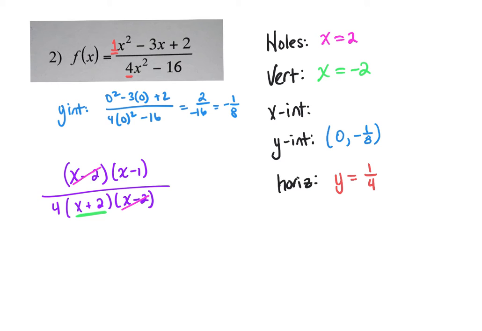And my x-intercept happens where my numerator is 0 and it has not canceled with anything. That happens at 1. So that is a point. My x is 1. My y is 0.